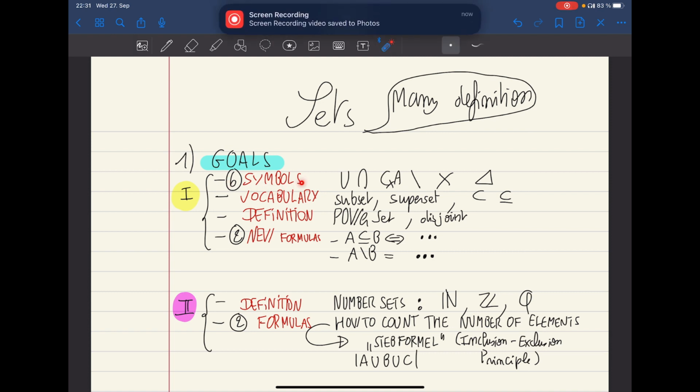So we have six symbols: the union, the intersection, the complement of A, the difference, the Cartesian product, and the symmetric difference. Then we have a vocabulary of subset and superset, and also some symbols which come with them. We have a definition, which is the power set, and the disjoint sets. We are going to learn also two new formulas which can sometimes be useful for exercises.